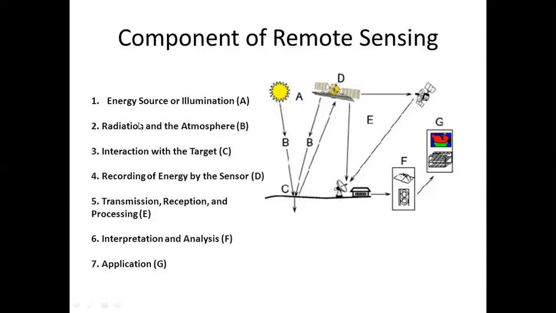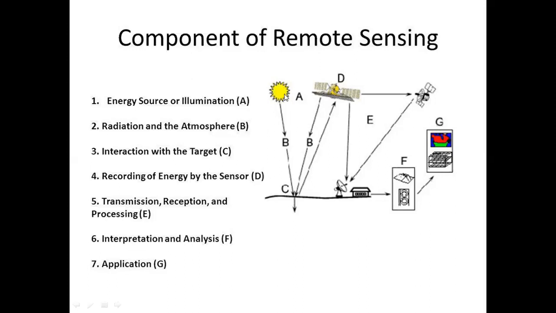The second component of remote sensing is radiation and the atmosphere. This energy does not come directly to the ground surface. When it travels from the sun to the ground, it interacts with the atmosphere. This part is also very important in the remote sensing process. Then the third component is interaction with the target. What is the target here? The target is the ground surface or earth surface.